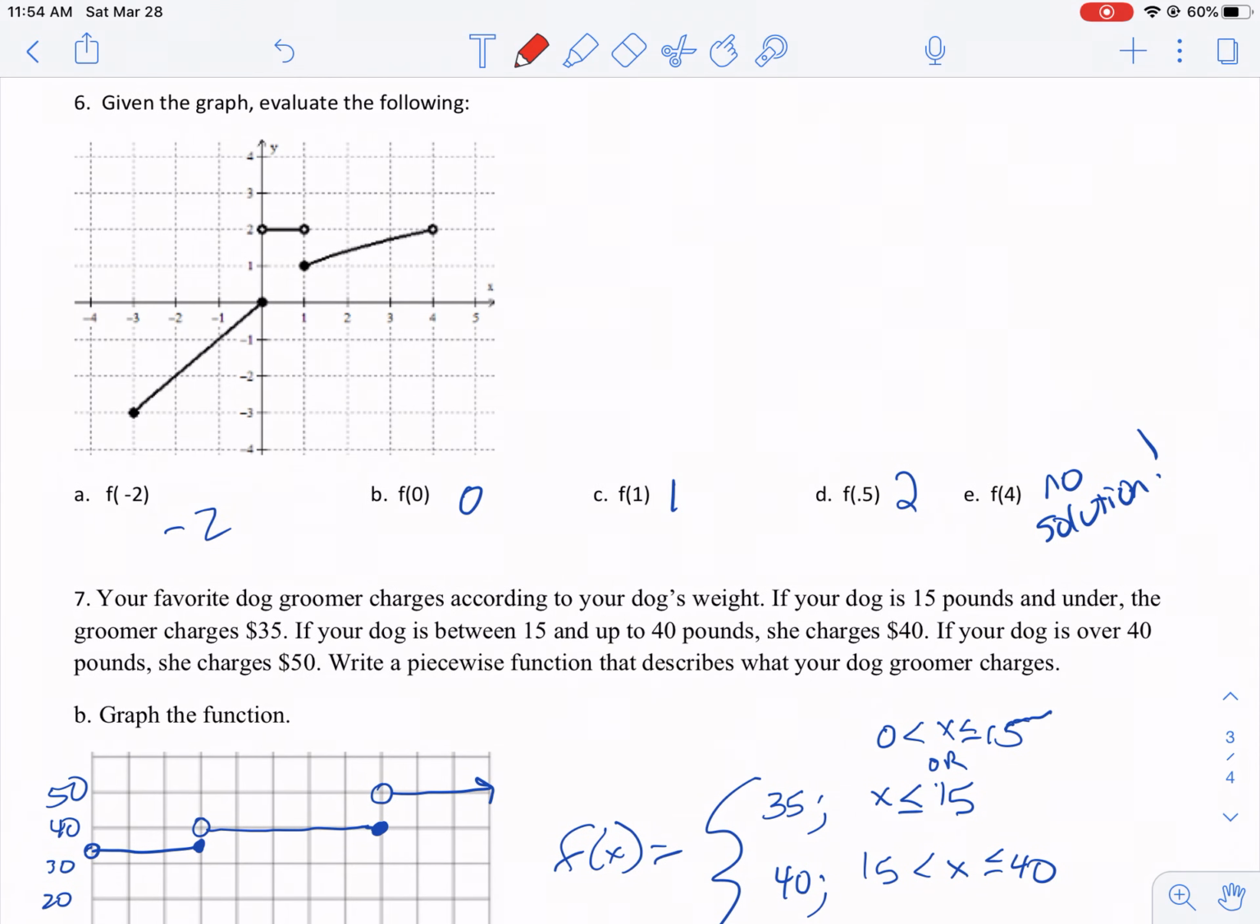Number 6, just had to get the values off the graph. Remember, open circles do not count, which is why there's no answer for letter E, because the only thing graphed there is an open circle. It does not count.